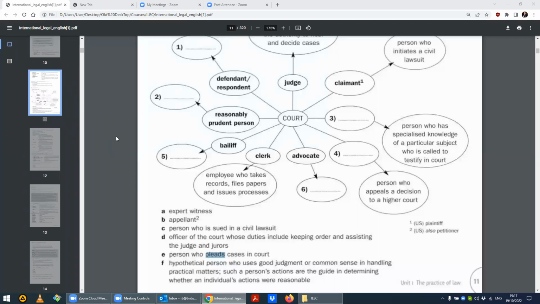Correct. Correct, Julia, Maxine, Indiana, Katerina. Oh, everybody's got it. Very good.